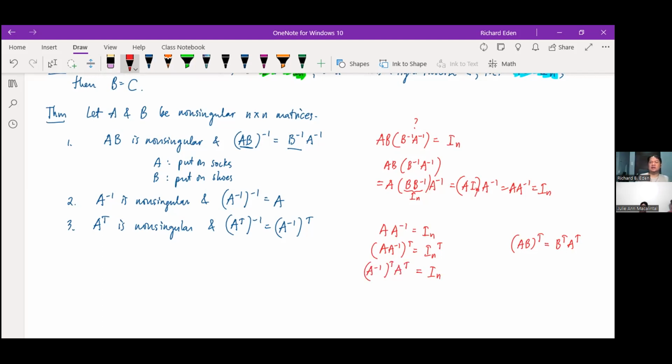So what we see here is that if you take the point of view of A transpose, you could pre-multiply it by this particular matrix in order for the product to be the identity. So therefore, what I underlined here, the transpose of A inverse, is the inverse of A transpose.